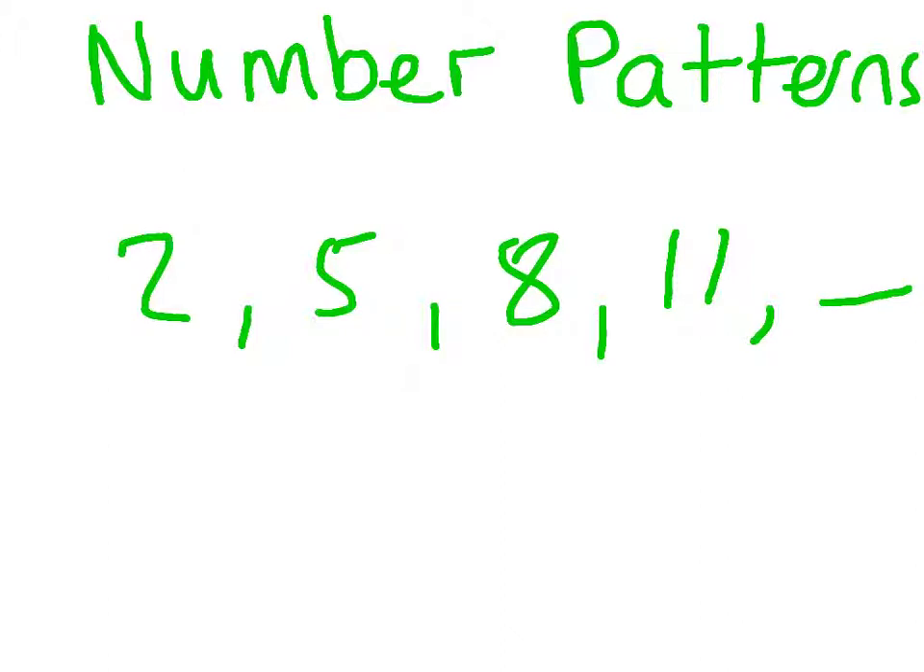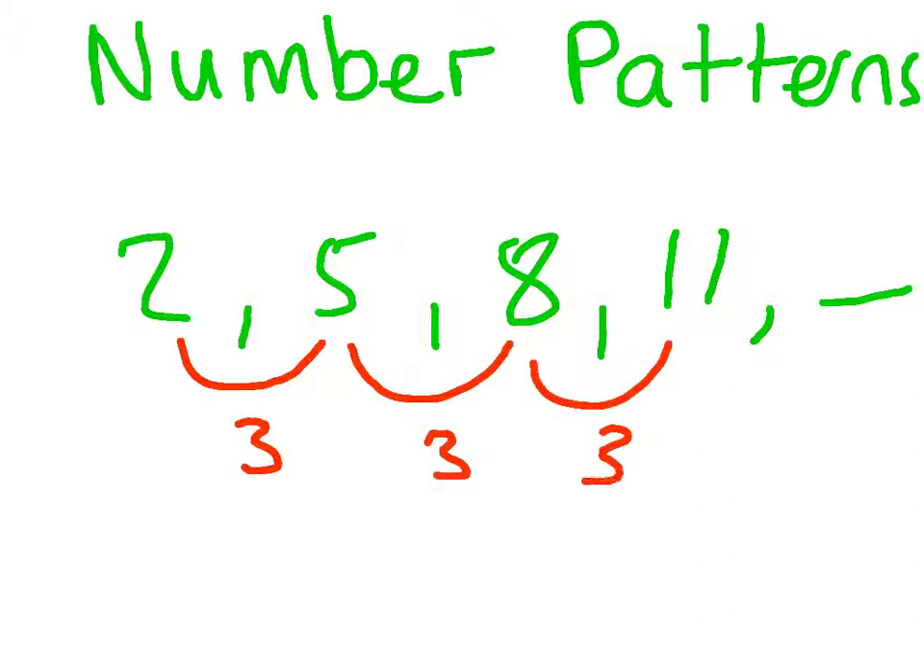So if the sequence is 2, 5, 8, 11, what's the next number? Simply enough, you just look at the difference between each number, here being 3. The difference between the next number and 11 is 3, giving us an answer of 14.